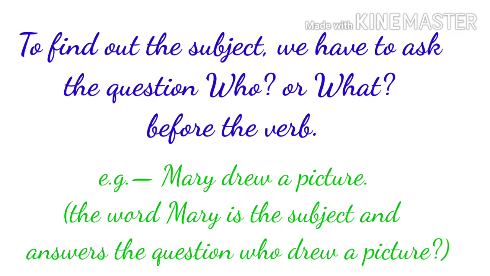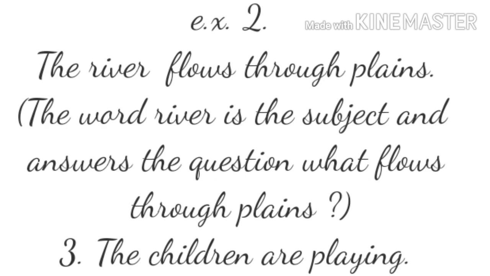For example, Mary drew a picture. The word Mary is the subject and answers the question: who drew a picture? The answer is Mary. So Mary is the subject in the sentence. Example 2: The river flows through plains. The word river is the subject and answers the question: what flows through plains? The answer is river. So river is the subject of the sentence.